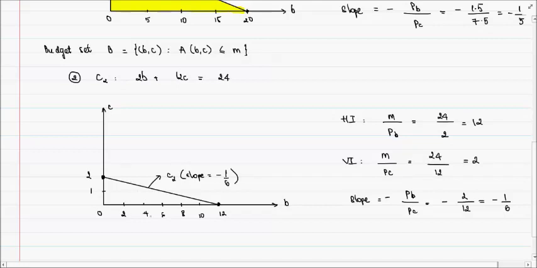Anything below the budget constraint is going to be the budget set. So again, I'm just going to highlight this in pink. Anything below the budget line is going to be my budget set.